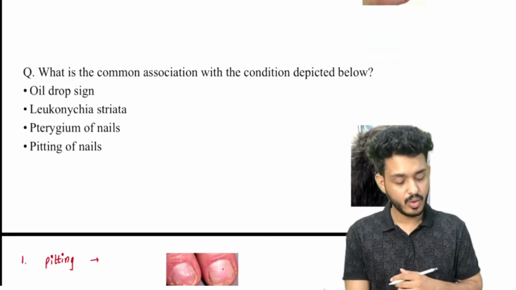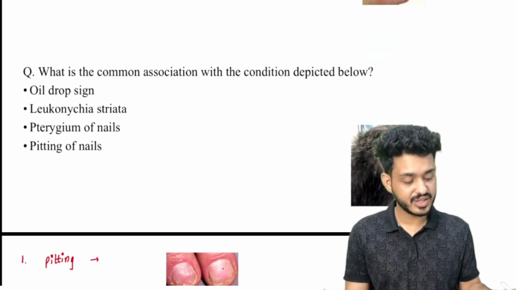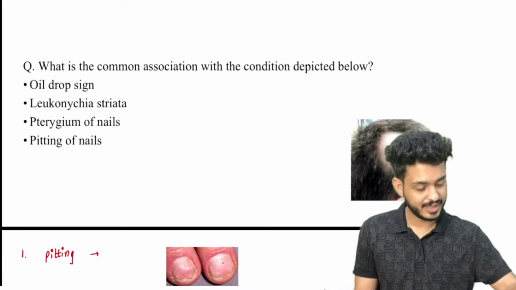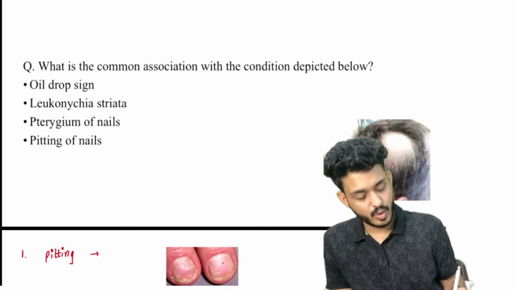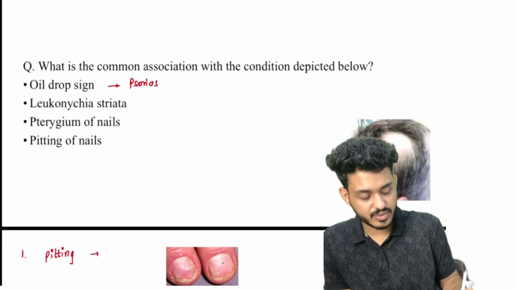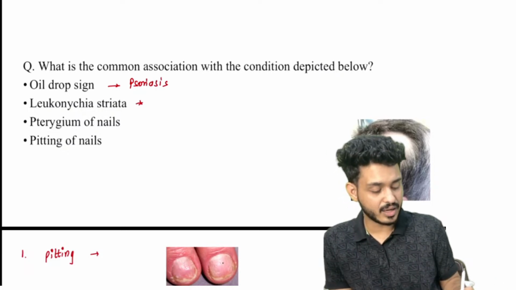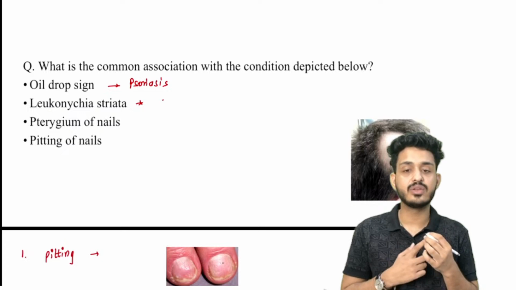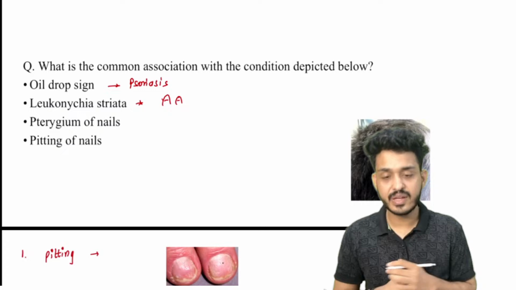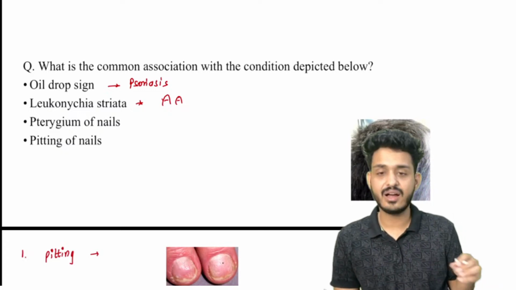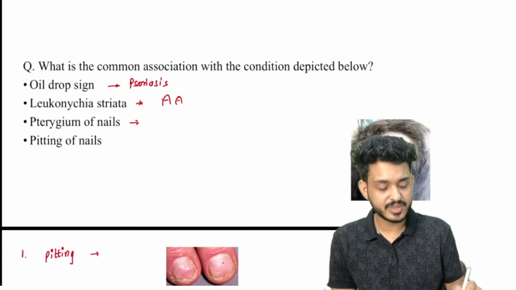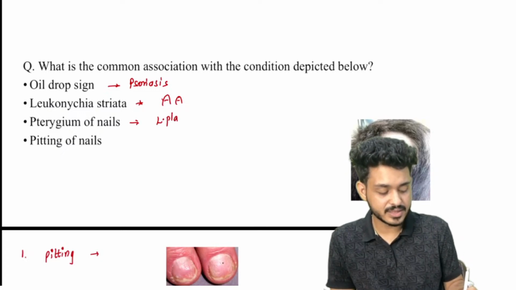Next one is about what is the common association with the condition depicted below. This is your oil drop sign. Oil drop sign is a feature of psoriasis. Leukonychia striata, what is that? You will be having white lines on the nails, right? That is due to nutritional deficiencies. Pterygium of the nail is a feature you will be finding with lichen planus.